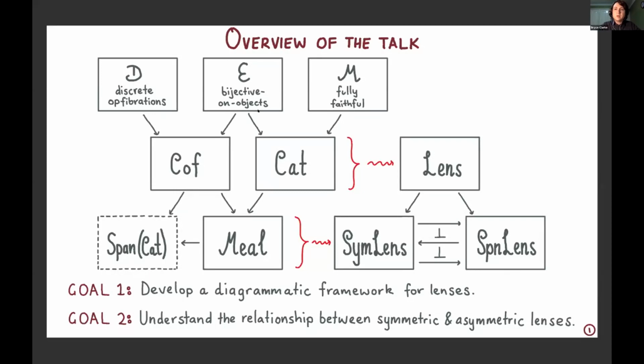And we can construct commuting diagrams in CAT, and everything that we want to understand about lenses can be done in this framework. And I guess the second goal of this talk is to use this framework to more deeply understand the relationship between symmetric lenses and spans of asymmetric lenses.